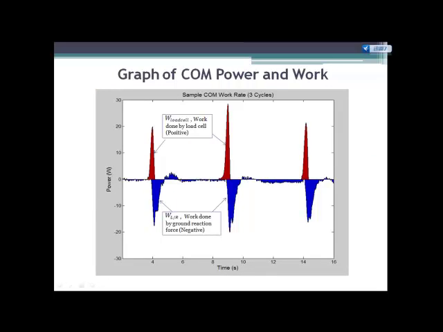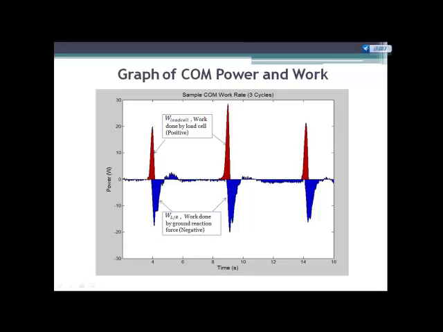Integrating power over time, we were able to figure out the work done by the load cell, as well as the ground reaction force. There is a slight offset between the positive work done by the load cell and the negative work done by the ground reaction force. The reason would be a time delay caused by human reaction. Theoretically, the sum of all positive work and negative work should be equal, and the power returns back to zero when the perturbation is removed.